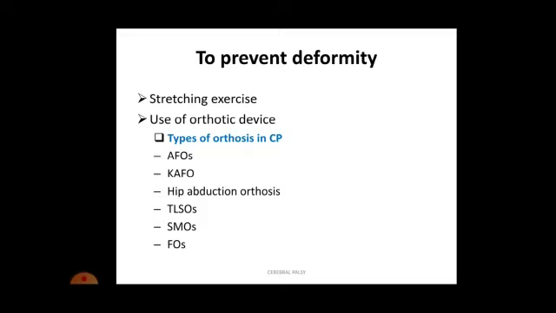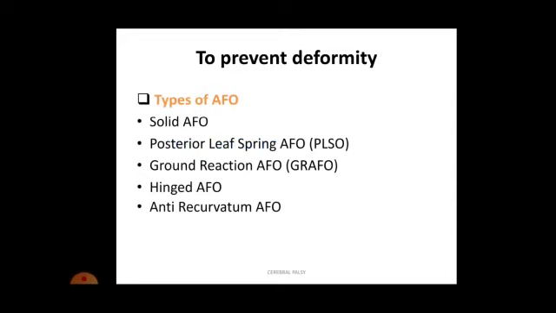Then TLSO, that is thoracolumbar sacral orthosis. SMO, that is supramalleolar orthosis, and FO means simple foot orthosis. Now there are different types of AFO; these are the types you can have an idea of. Solid AFO, posterior leaf spring AFO. Solid AFO means there will not be any movement; it will be rigid. Then posterior leaf, okay, that will be covering your calf region, okay? And another is ground reaction force AFO, that will help to overcome the ground reaction force.